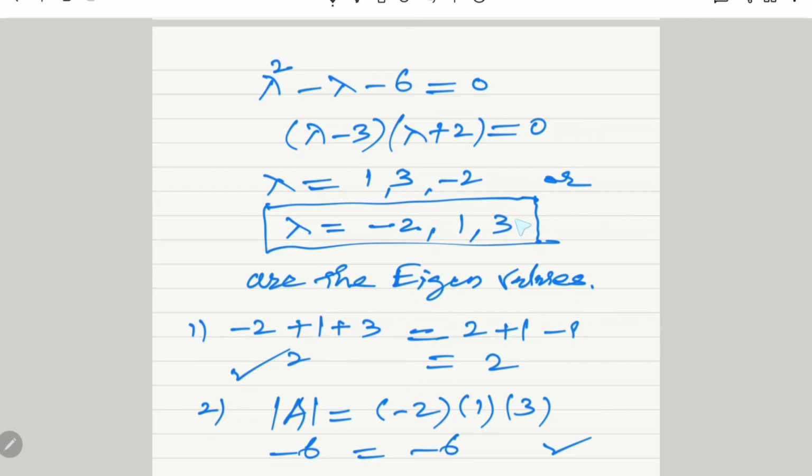And if these two properties are satisfied, then whatever calculation you have performed is the correct one. Means we get the correct equation and also correct eigenvalues. Means you can confirm your marks by checking these two conditions or two properties for eigenvalues.